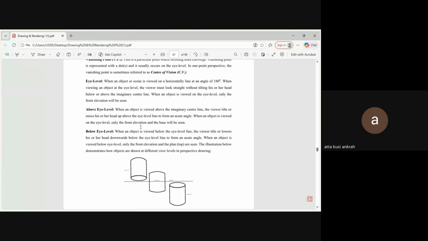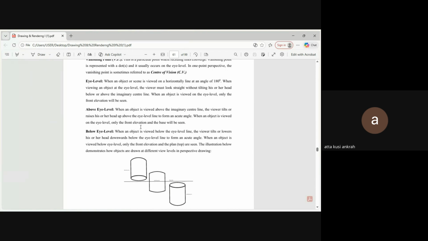Now, when it's below eye level, when an object is viewed below the eye level line, the viewer tilts or lowers his or her head downwards below the eye level line to form an acute angle. When an object is viewed below eye level, only the front elevation and the top are seen.